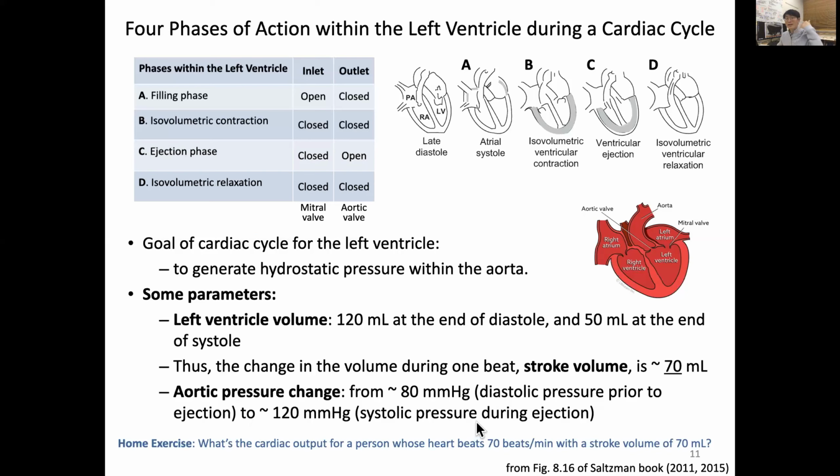As a home exercise, I'm giving you one simple example of cardiac output, which means how much blood the heart actually pushes per minute. For a person who has a heart rate of about 70 beats per minute, which is normal, with a stroke volume of 70 milliliters, so 70 milliliters per beat, let's say, then you multiply these, it's about 5 liters per minute. So that's the cardiac output.